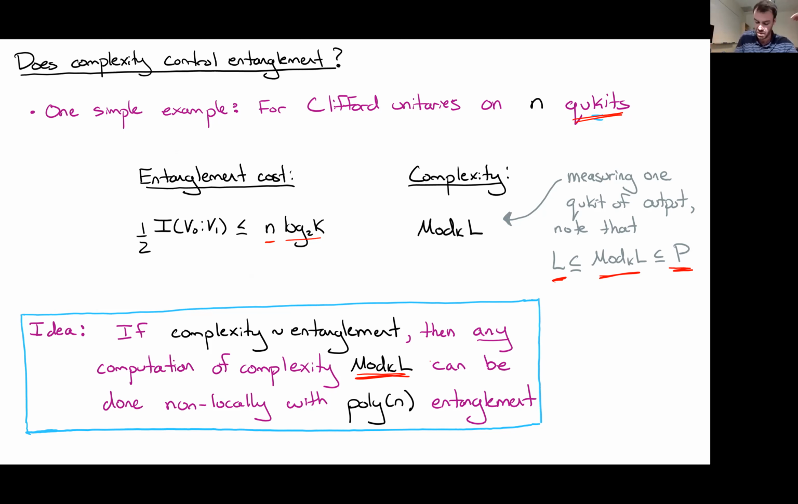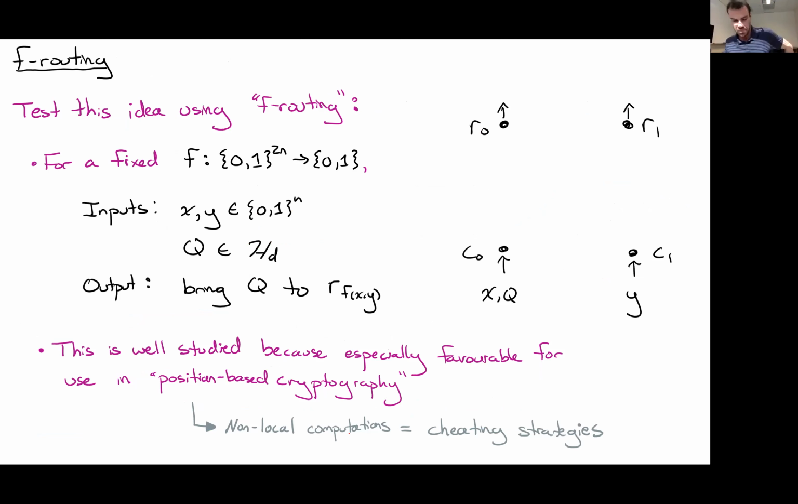For the Cliffords, it was actually linear. I'm going to allow this relationship between complexity and entanglement to be relaxed a little bit and allow for a polynomial overhead. So what I'm going to require or look for is that any other computation with complexity inside this class should be implementable non-locally using a polynomial amount of entanglement. That's a consequence of our idea. We're going to try and test that consequence.